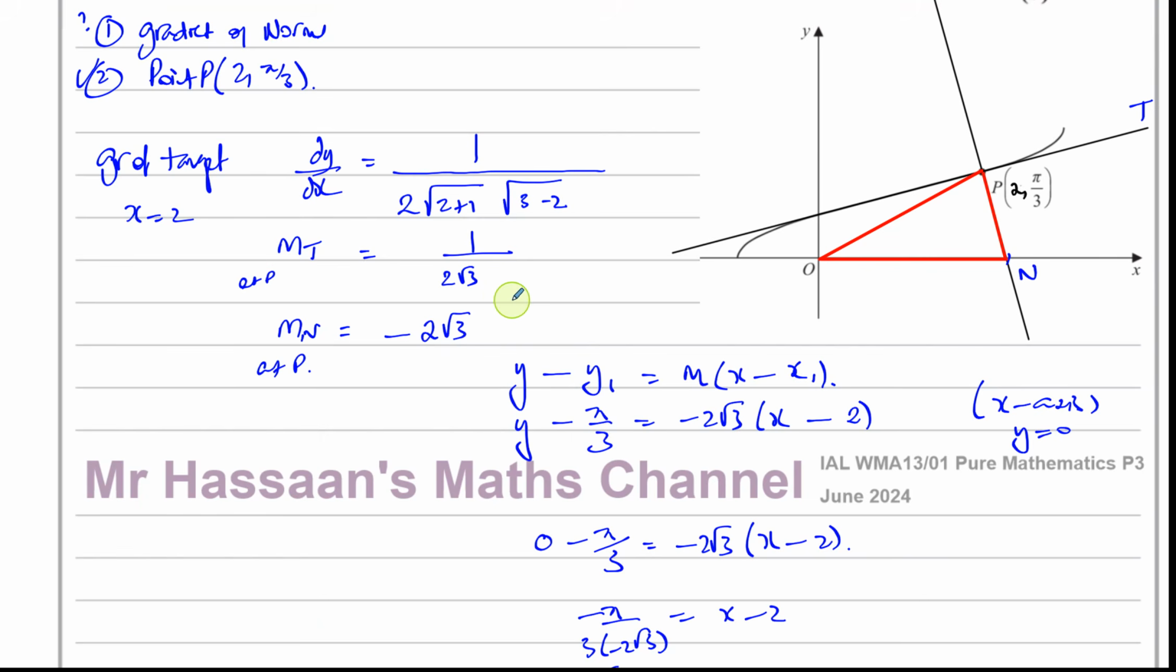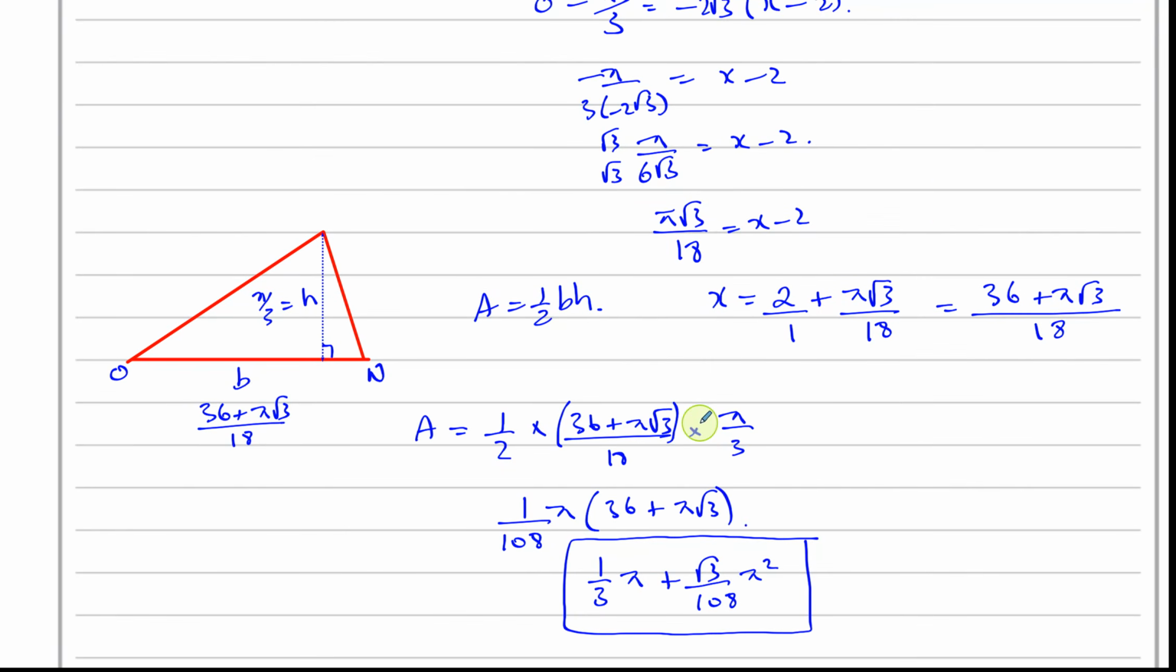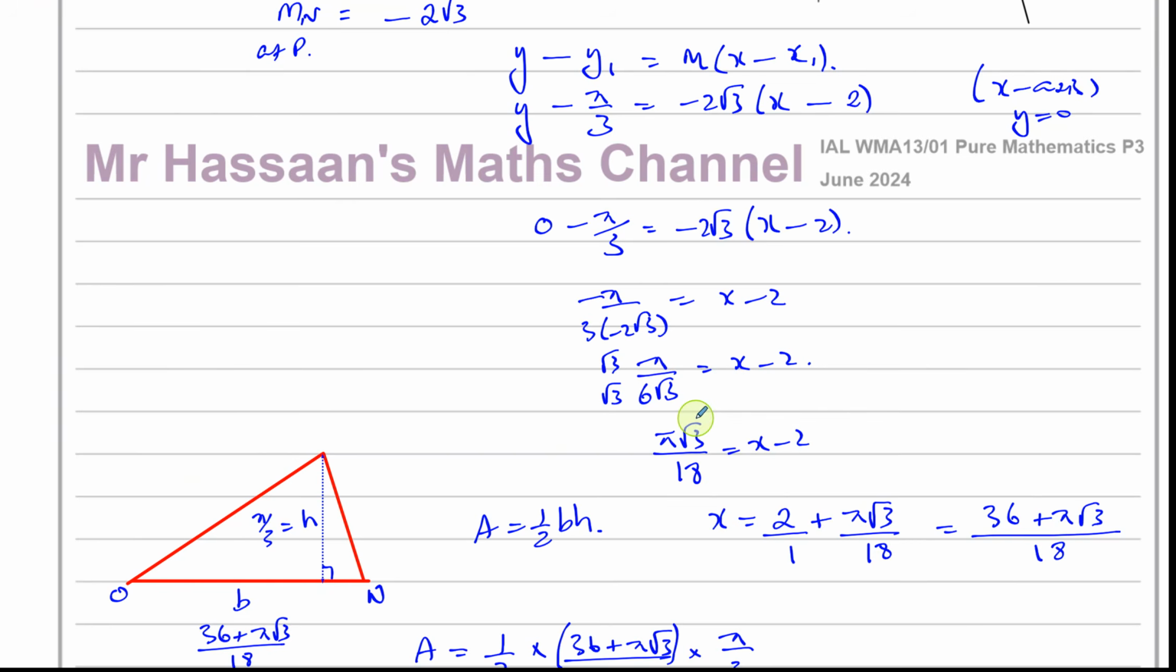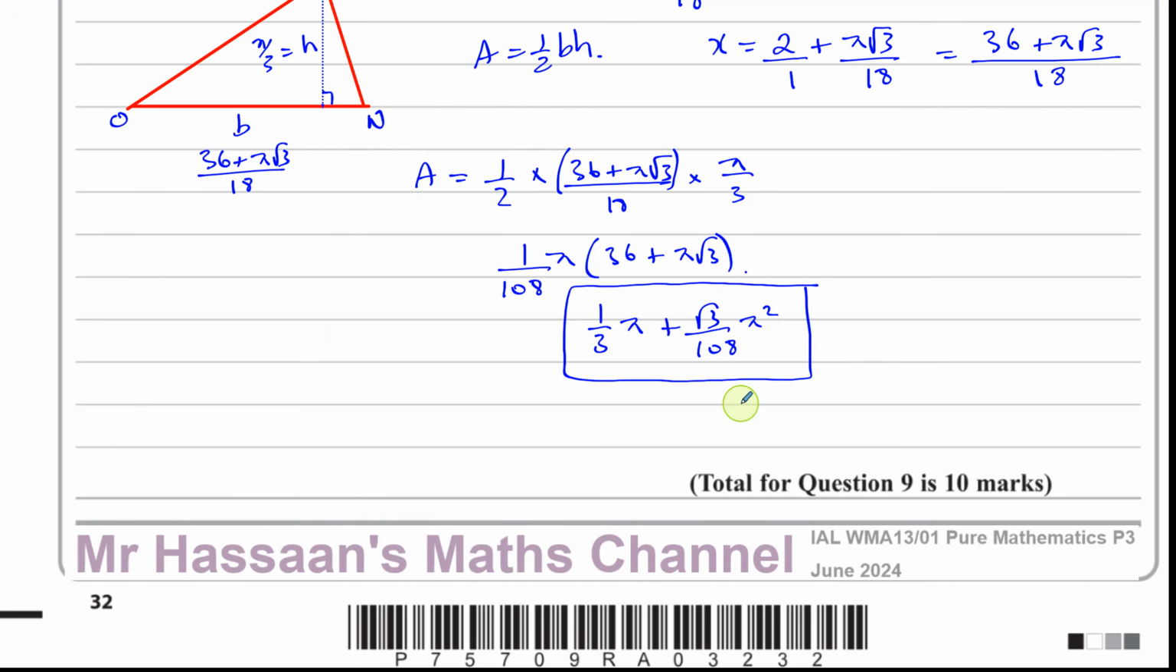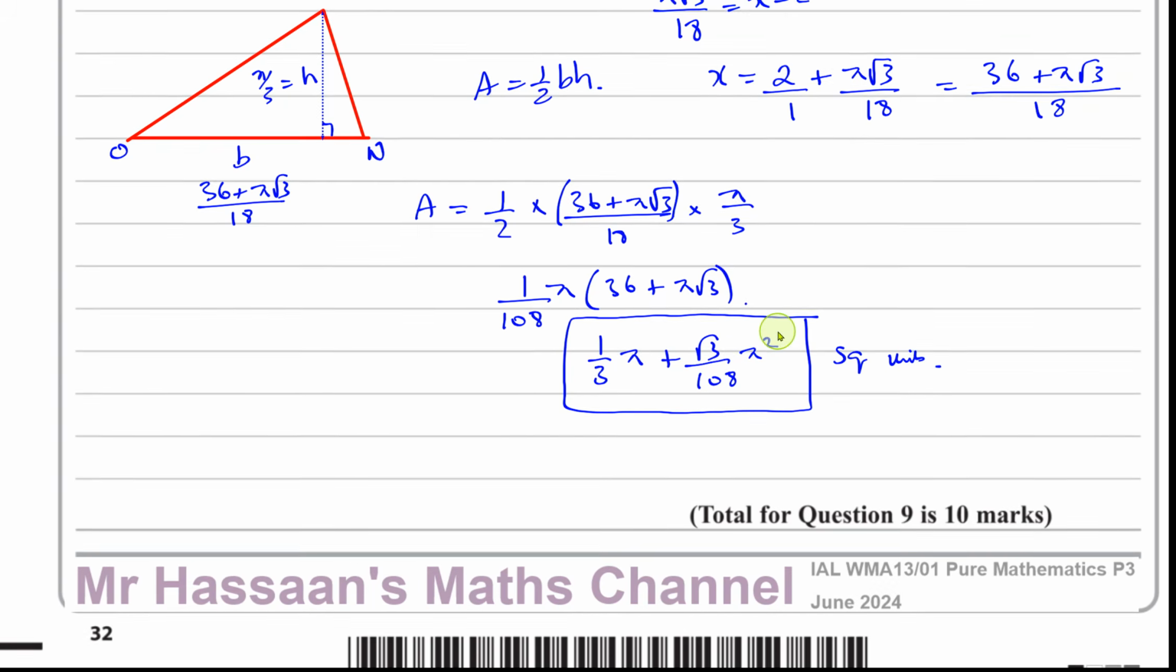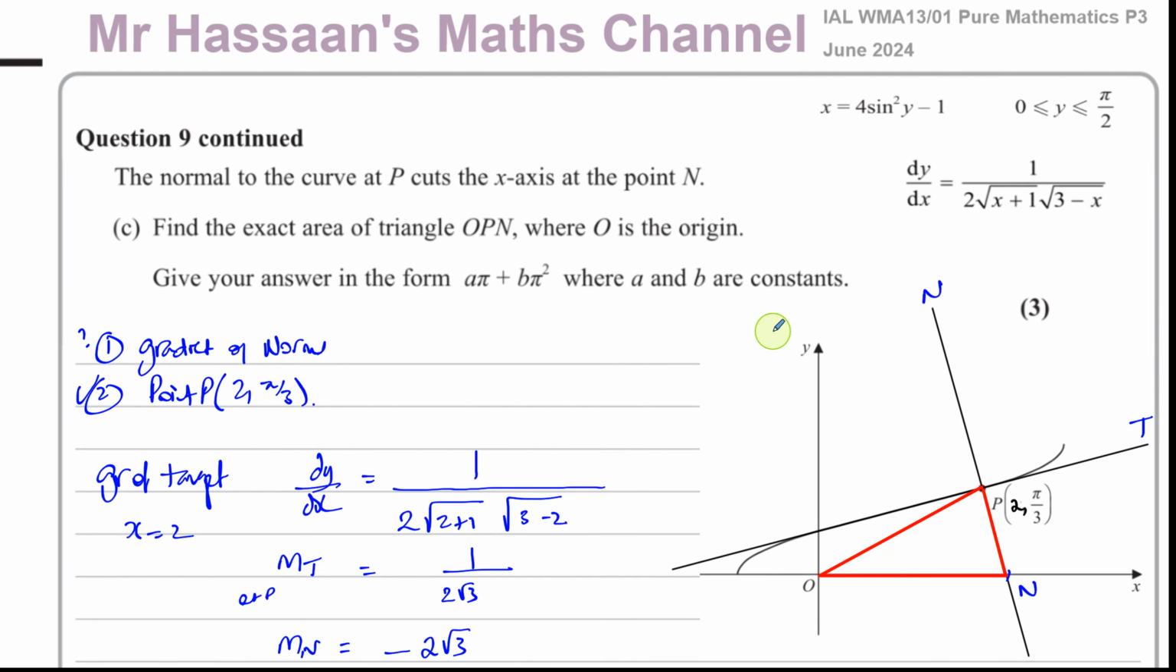That's the area of this triangle in the form a pi plus b pi squared. We want the exact area, so leave it in terms of pi and the root: 1/3 pi plus root 3 over 108 pi squared. So this is in square units. And that is the end of question number 9 part C. I hope that was clear.